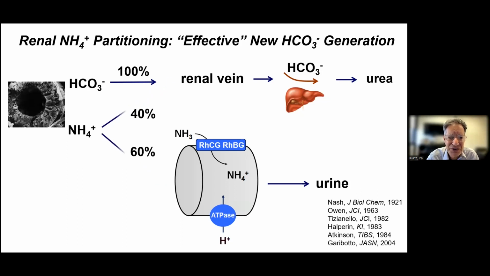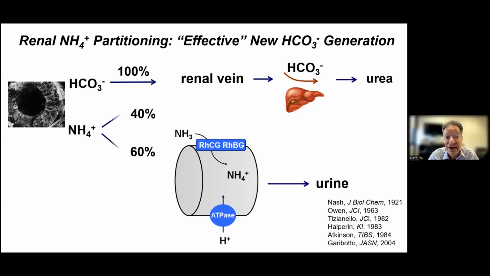And it's thought to do so on these RH proteins that you're familiar with in the red blood cell. But they're also present in the collecting duct and they are now known to be ammonia transporters. So the NH3 gets into the collecting duct lumen through RHCG and RHBG. They're two different proteins. The proton gets in on a proton ATPase, and ultimately you make NH4 plus, which comes out in the urine.